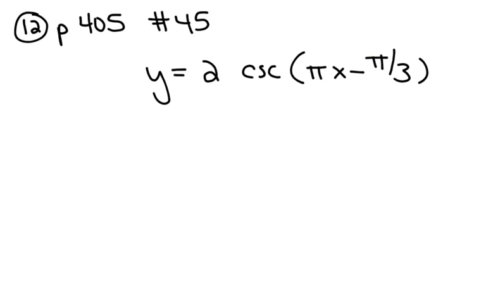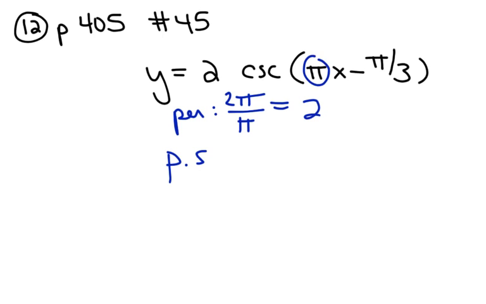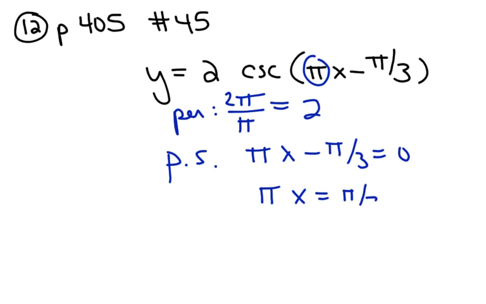Let's do this again for a cosecant function. The period for cosecant, because it's the reciprocal of sine, is 2 pi over k. So 2 pi over k, where k is pi, is going to give me a period of 2. And then the phase shift is going to be pi x minus pi over 3 equals 0. So pi x is equal to pi over 3. And the pi's end up canceling, so you're really just left with x equals 1/3.